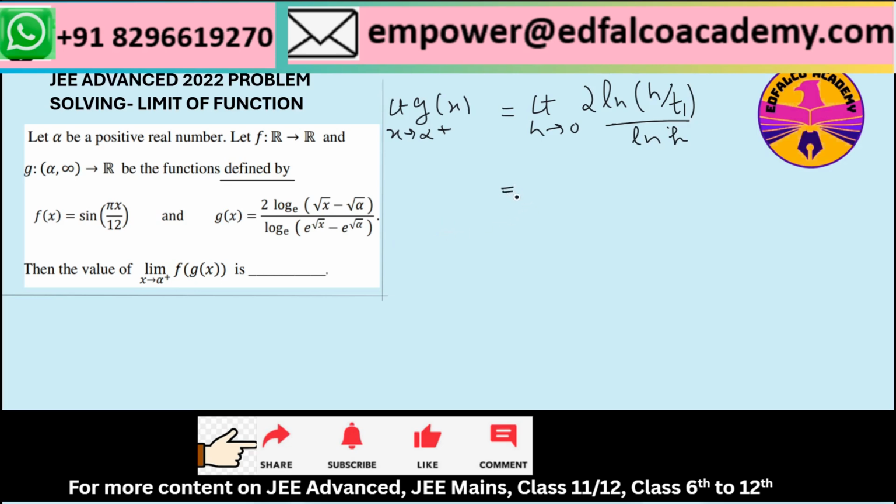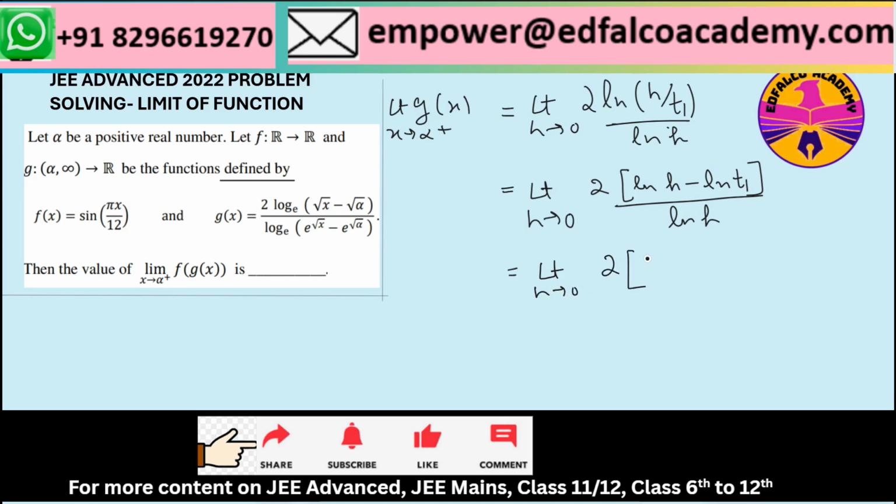So further I can say that it is equal to limit as h tends to 0 of 2 times ln of h minus ln of t1, whole divided by ln of h. So that means it is equal to limit as h tends to 0 of 2 times 1 minus ln of t1 by ln of h. This is the simplified expression for limit as x tends to alpha plus for g of x.